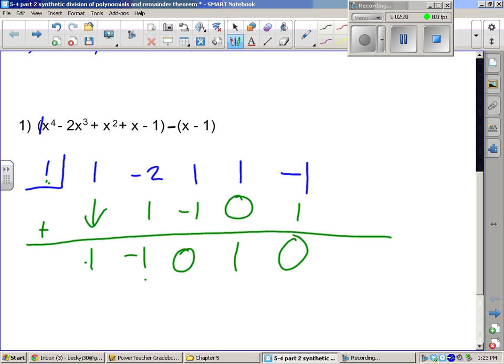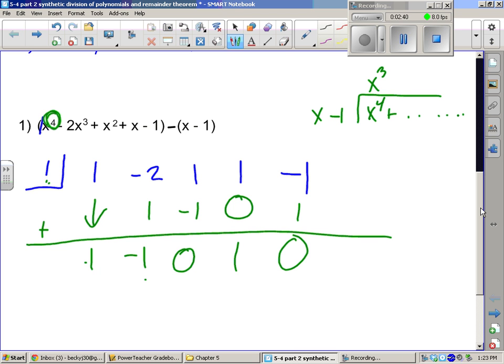Well, what the heck is the point of this? What are these numbers? Well, glad you asked. What we have done, remember how in long division we ended up with a polynomial on top of the divide symbol? That's what we're ending up with here. It just doesn't look like it.